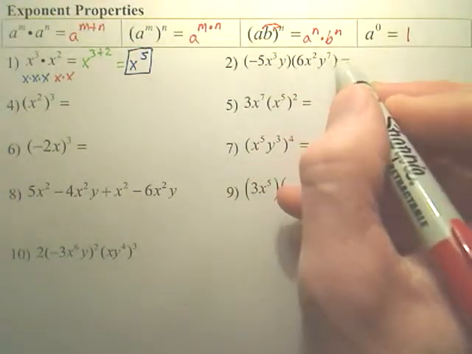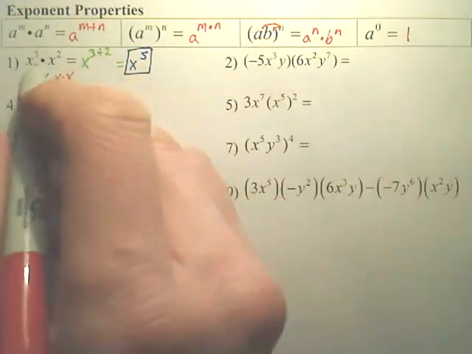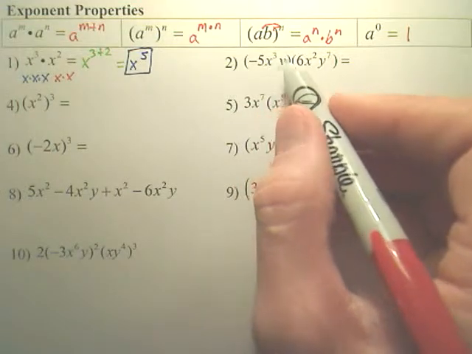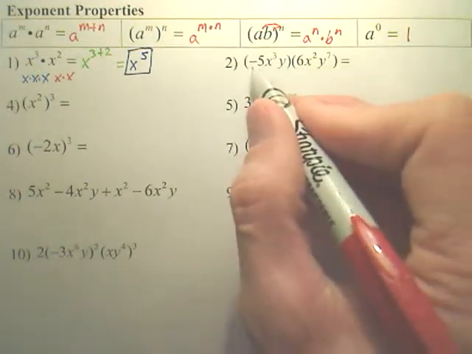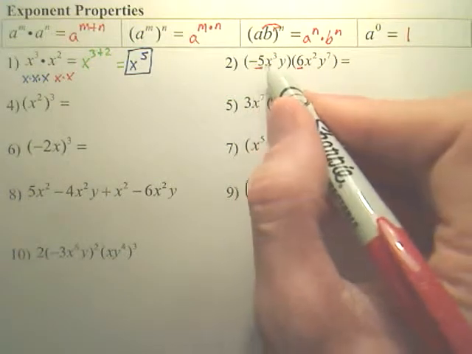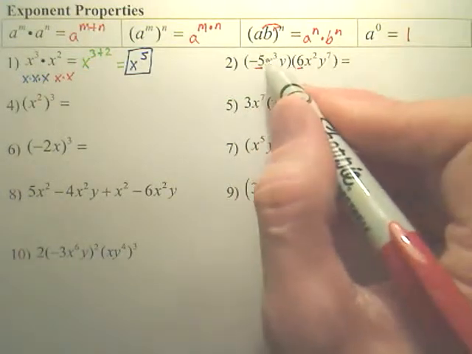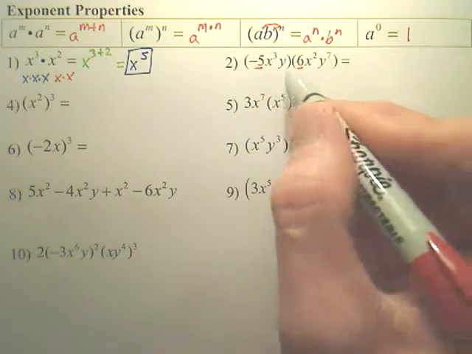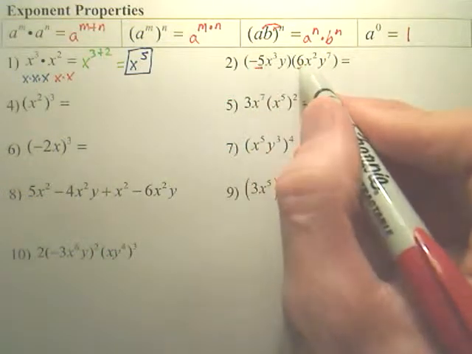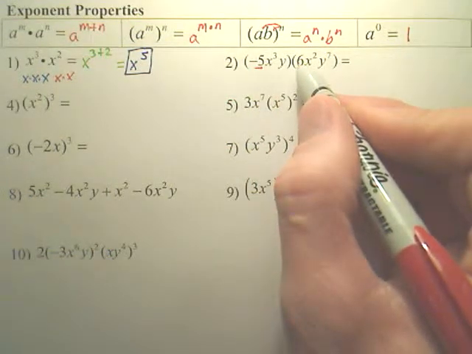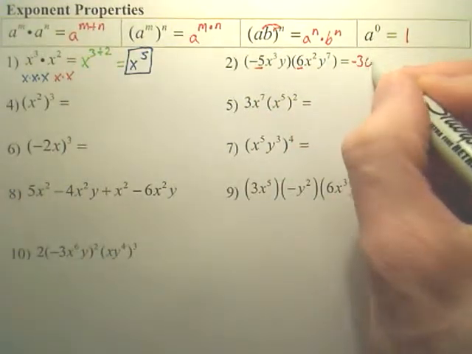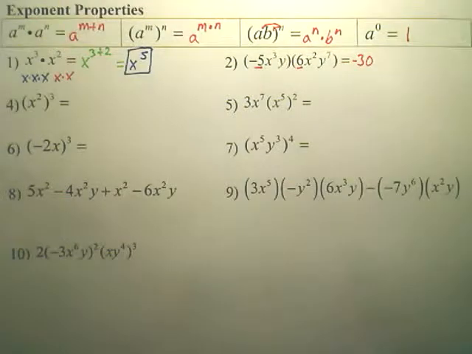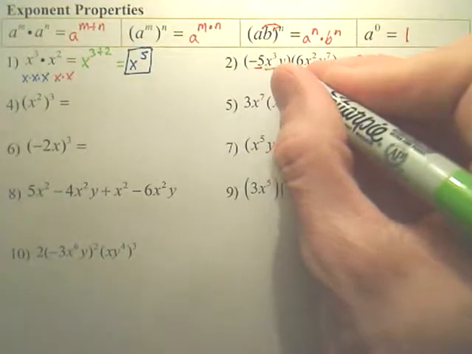Number 2. Now, this is very similar to this one, except you have 3 pieces in each parenthesis. So all you do for this particular problem is you multiply. This right here is everything in these two, and everything here is multiplied together. So all we're going to do is multiply this times this to start with. And when you multiply this times this, you get negative 30.